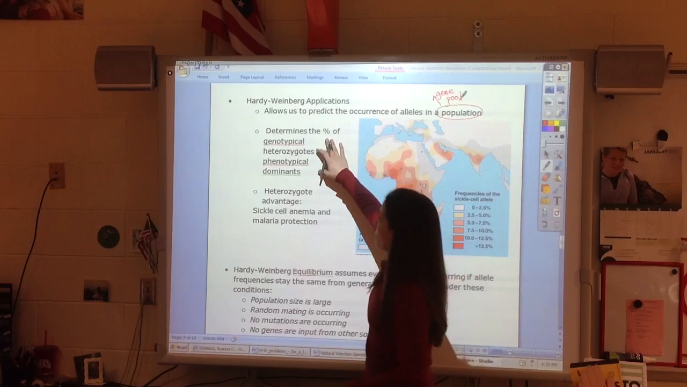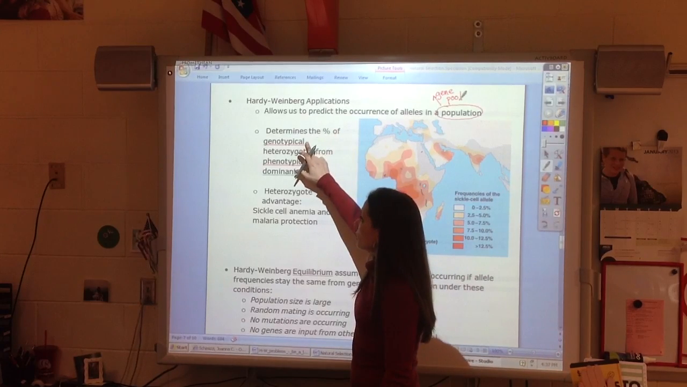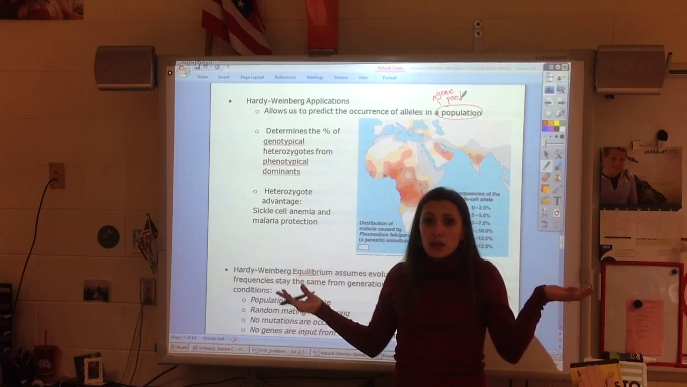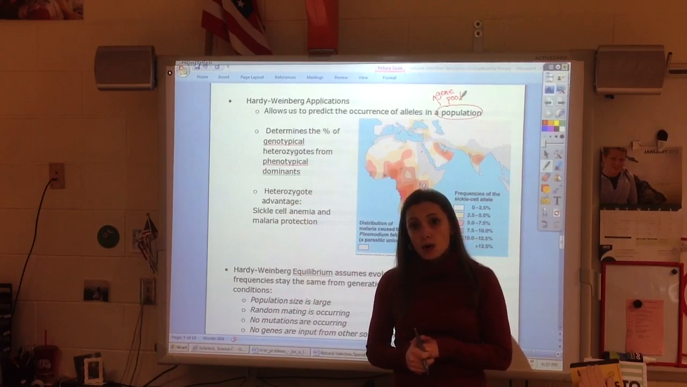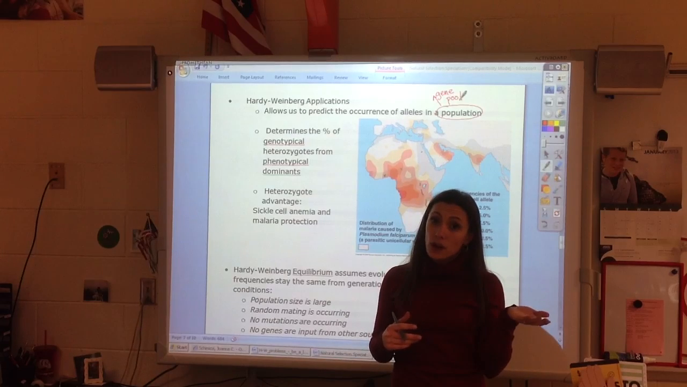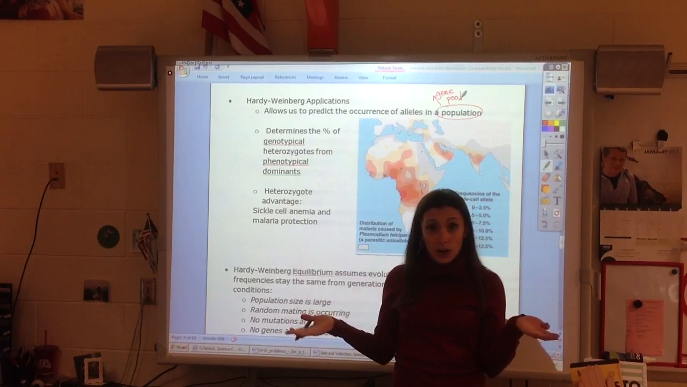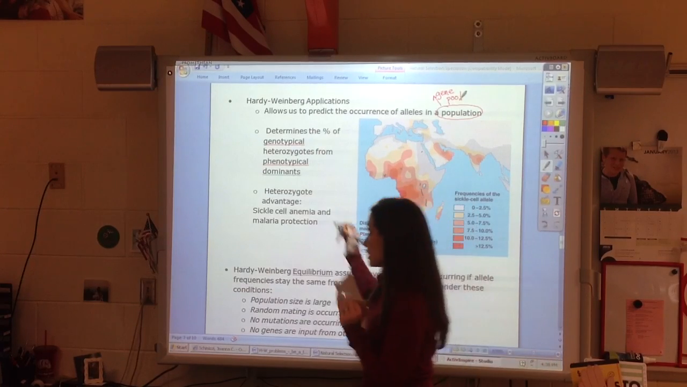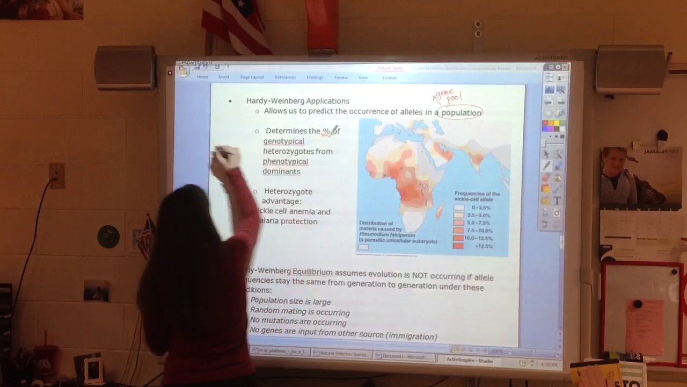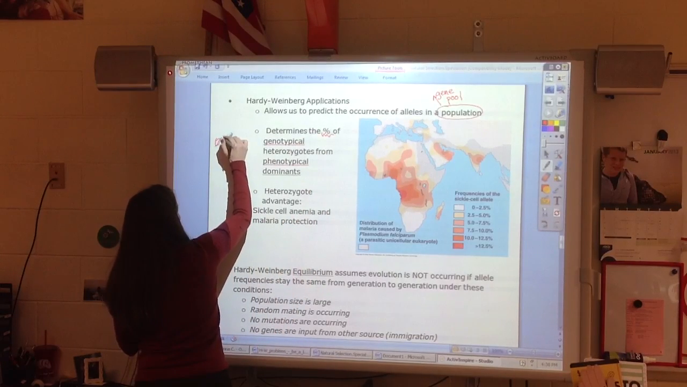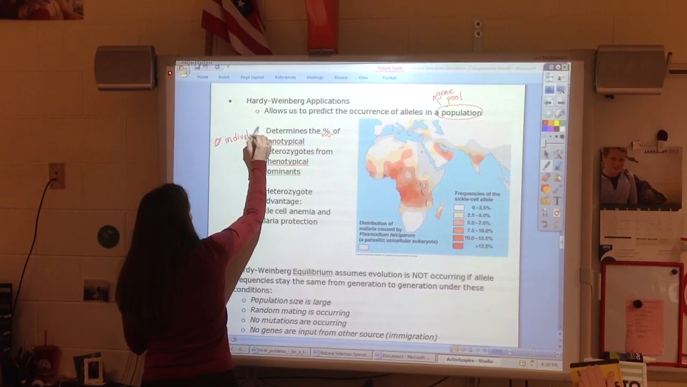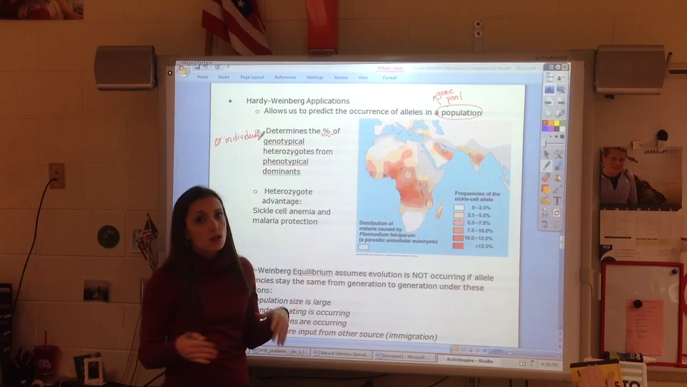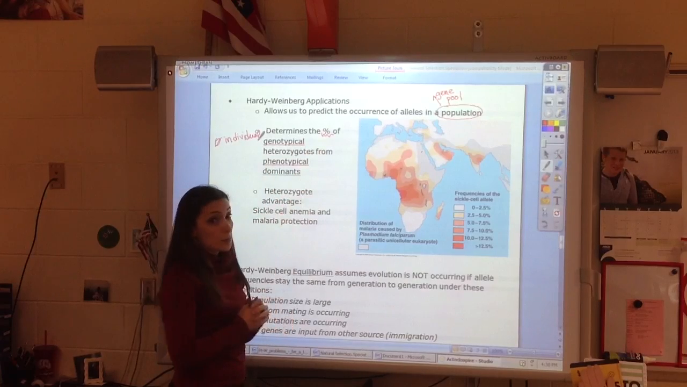The second thing that we can do is determine the percent of genotypical heterozygotes. So when we did genetics, we used to just say, well, if you can roll your tongue, you are dominant. I don't know if you're homozygous dominant or if you're heterozygous, I just know that you're dominant. We still can't figure out individuals, but we can figure out the percentage. So we still can't look at an individual and tell if they're a heterozygote or a homozygous dominant. But we can tell the percentage of the population.